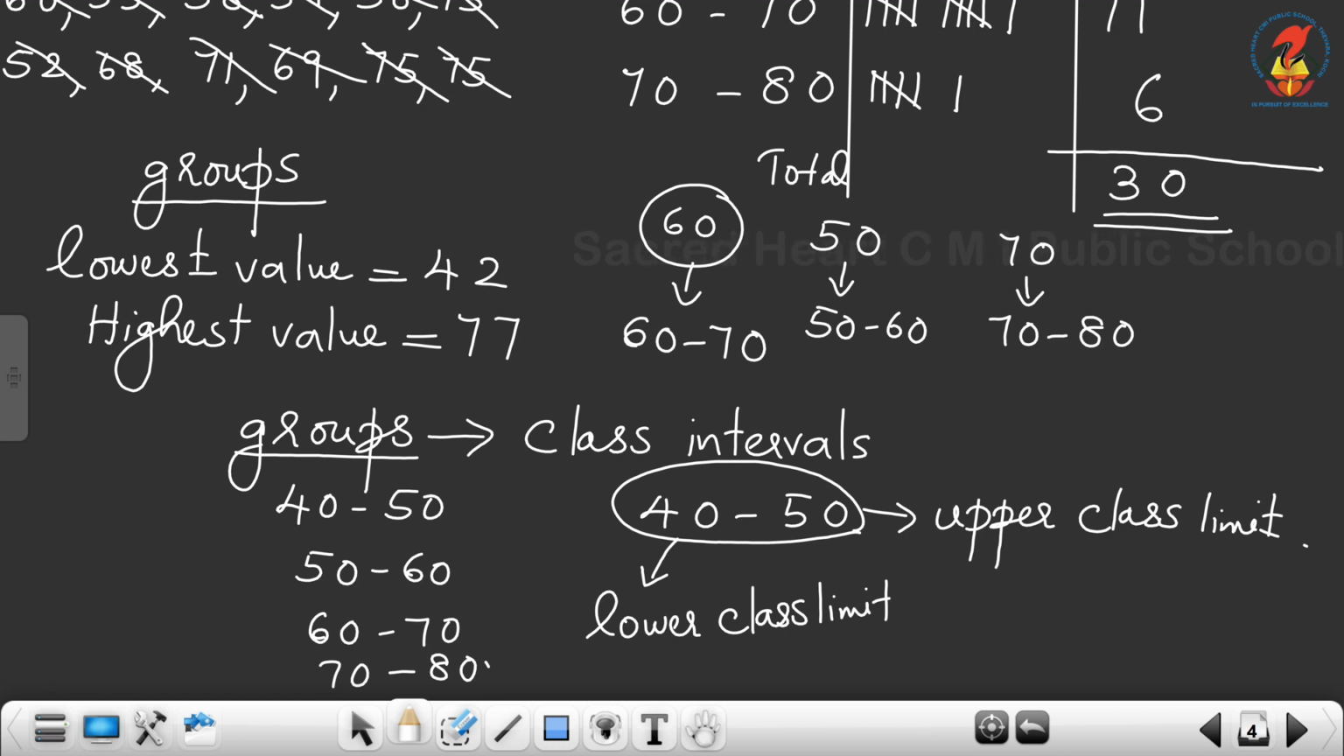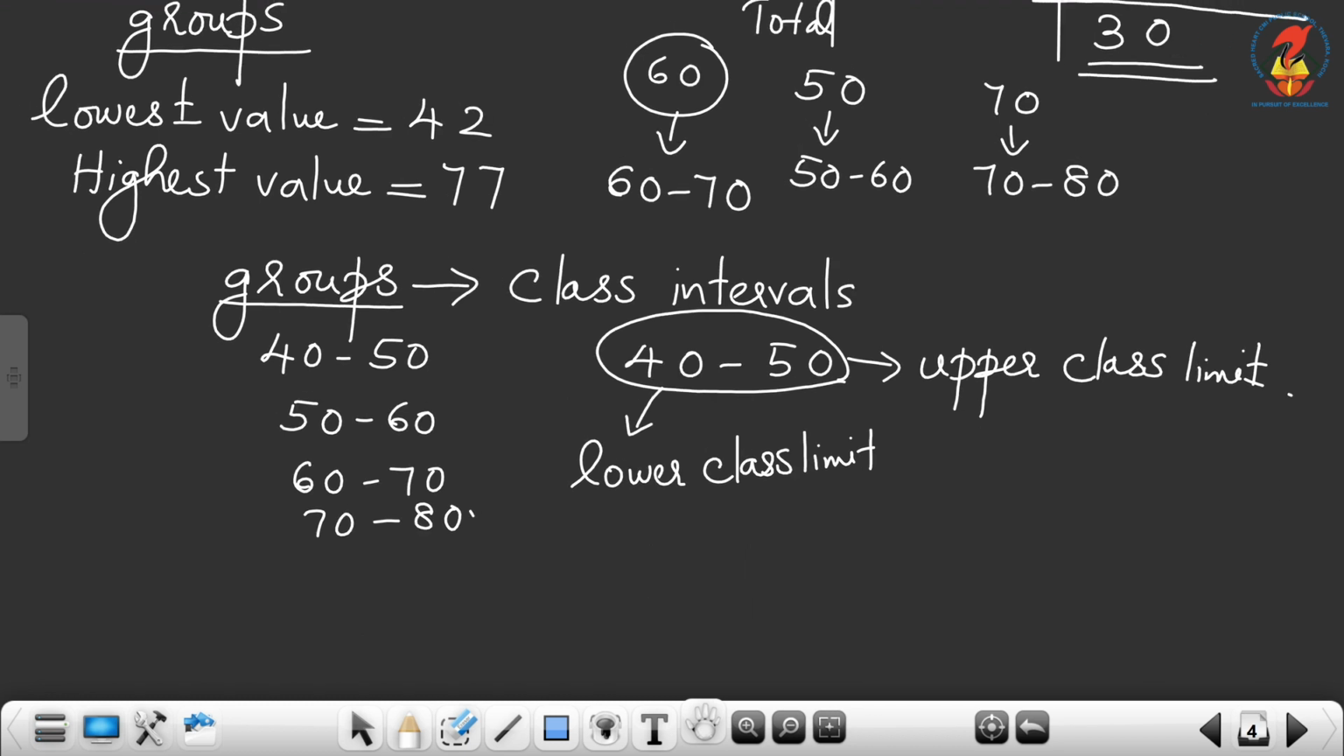Then when we come to the class interval 50 to 60, 50 is the lower class limit and 60 is the upper class limit. Then 60 to 70, 60 is the lower class limit and 70 is the upper class limit. When you consider 70 to 80, 70 is the lower class limit and 80 is the upper class limit.